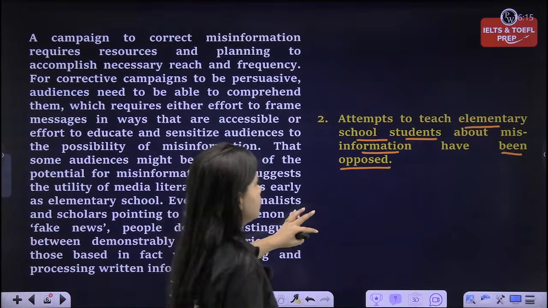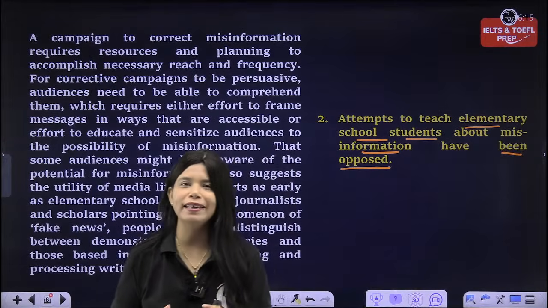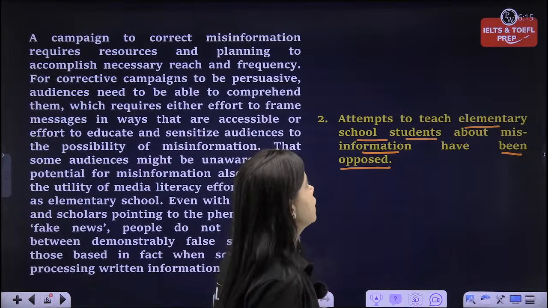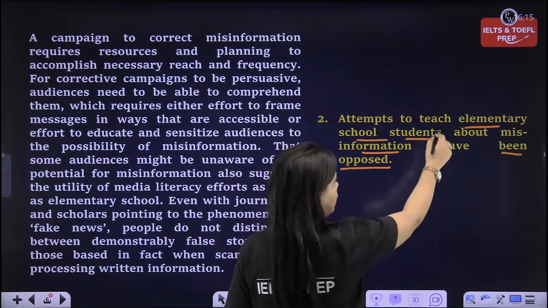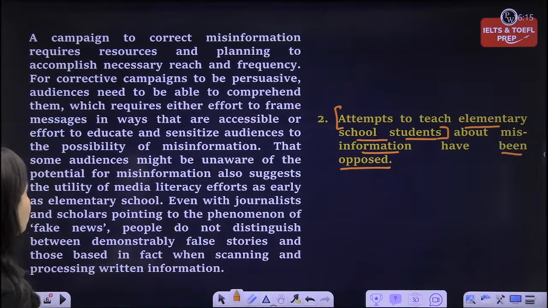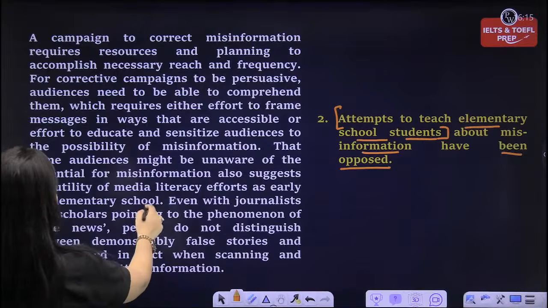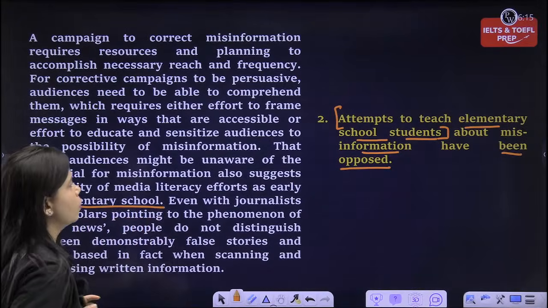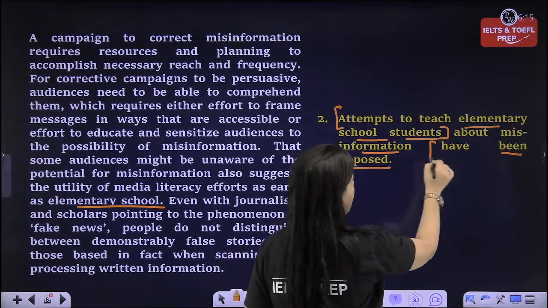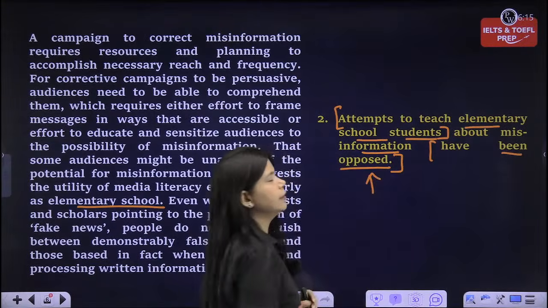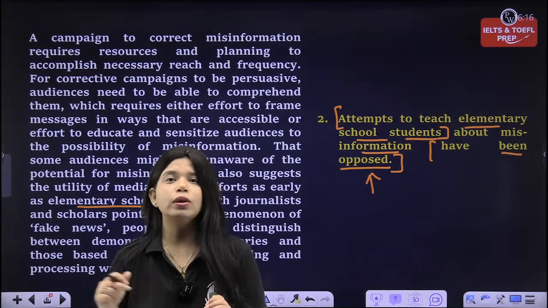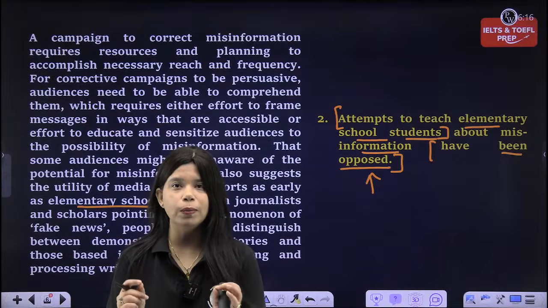Dekho. The answer, let's give you the explanation first and then we'll understand the answer. So question once again, let's read it. It says attempts to teach elementary school students. Still here they are talking about teaching elementary school students. Now where do you see this phrase elementary school students? Somewhere around here, elementary school. Okay, so attempts to teach elementary school students about misinformation have been opposed. Opposed means people are going against these attempts. What attempts? To teach elementary school students of misinformation.